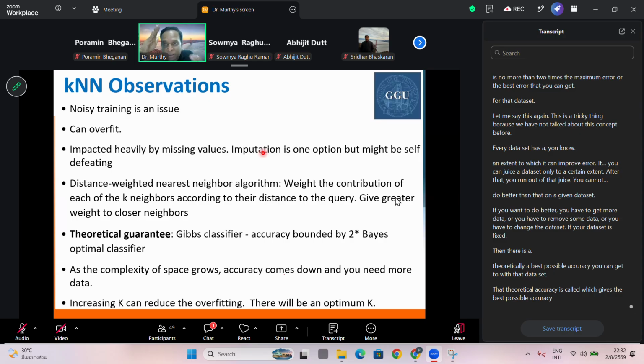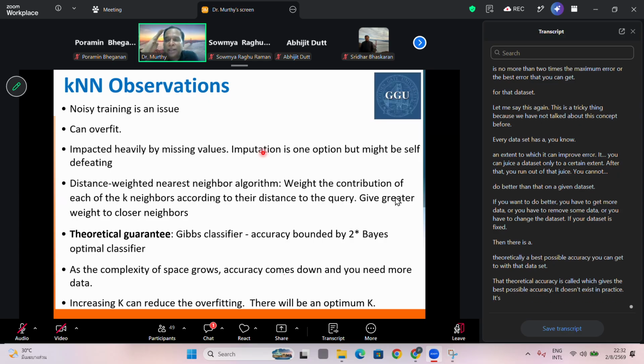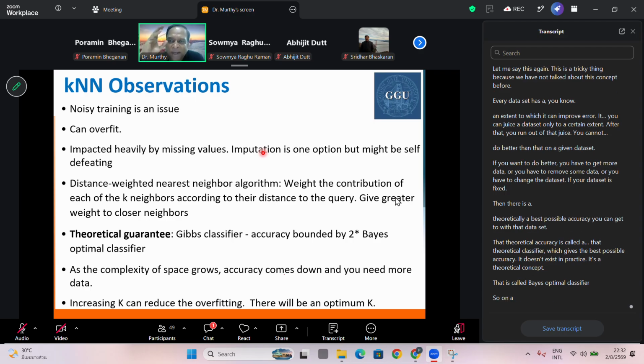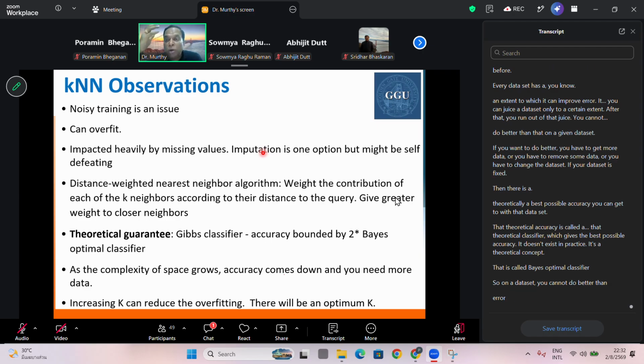It doesn't exist in practice. It's a theoretical concept. That is called the Bayes optimal classifier. So on a data set, you cannot do better than that error. Okay. Now, how do you find that?